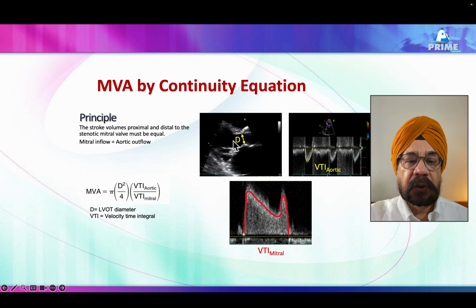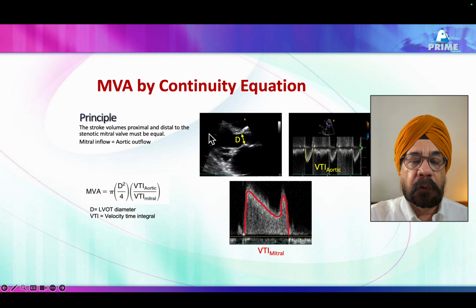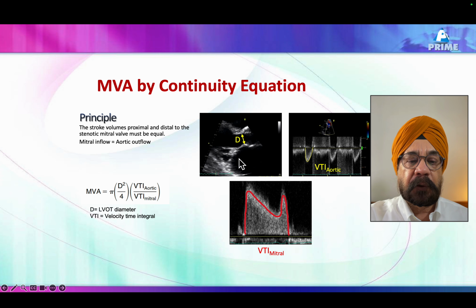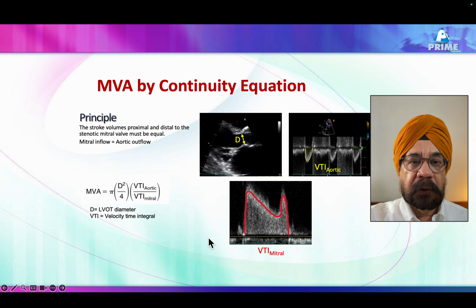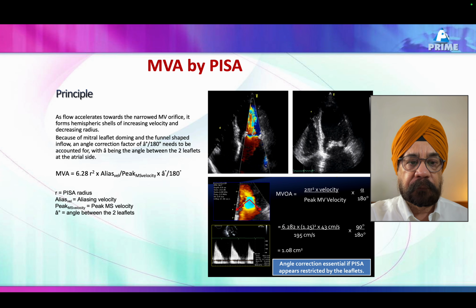Then you have to calculate the flow across the aortic valve. You have the aortic diameter. You have a VTI. Once you have the VTI of the aortic valve, you can calculate the stroke volume. You can calculate the amount of blood flowing through the mitral valve, and you get the VTI. And from here you can calculate the mitral valve area, provided there is no aortic regurgitation and mitral regurgitation.